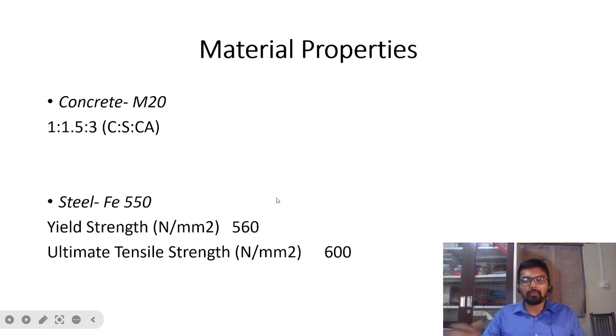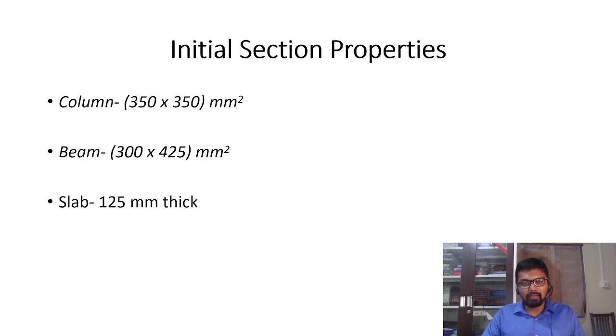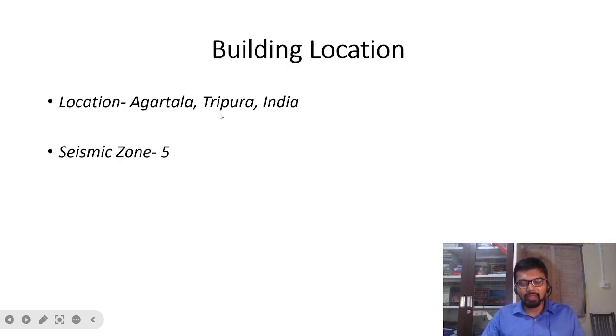Before designing a project, you need to know some information about the project. So what are they? We have concrete M20, which you'll use, and steel Fe550. Fe550's properties I have taken from the common steel available. And the initial sections: whenever you design a building, we have to take some initial sections, and if it passes, then it's okay. If it doesn't pass, then we can decrease the size. So these are the sizes which we'll take for our sections here. This is for the roof beam. We can take smaller sections, maybe 250 by 350 for our plain beam. Slab is 125 mm thick, and the location is seismic zone 5. Our building location is Agartala, Tripura.